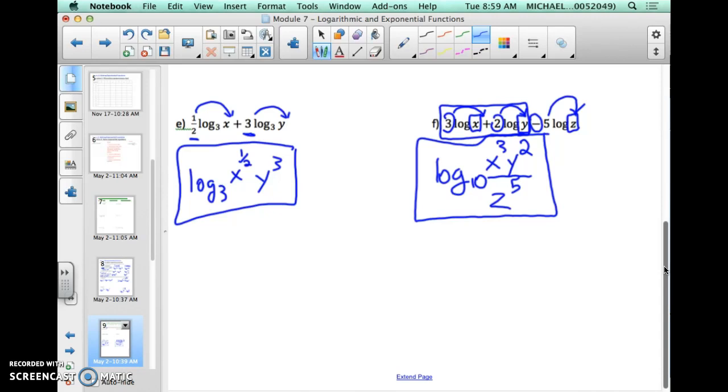If you didn't get something that looks like mine when you tried these problems on your own, please raise your hand so I can check your work. But that is the properties of logs. Thank you for watching.